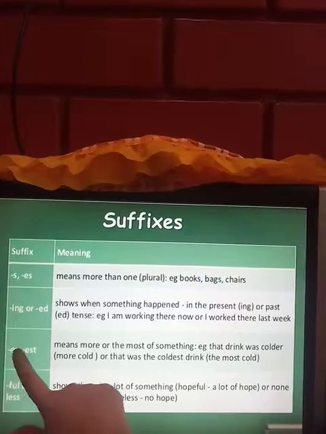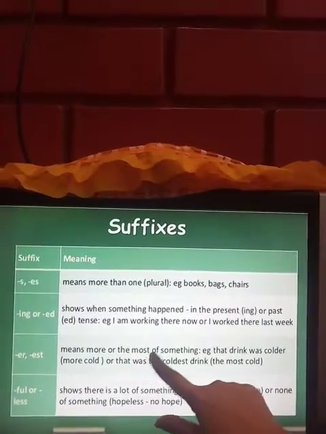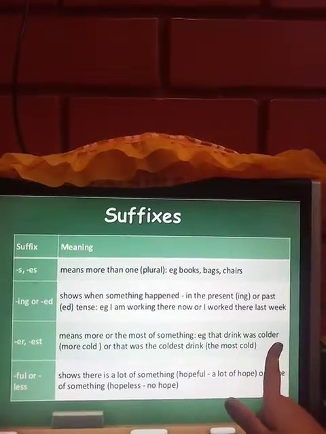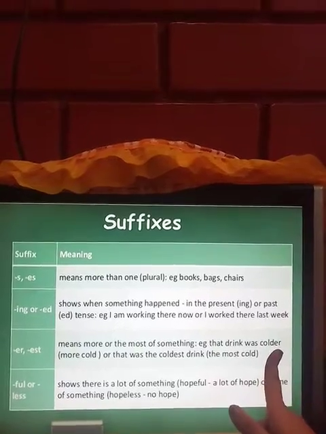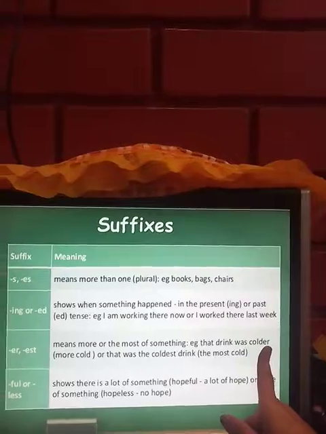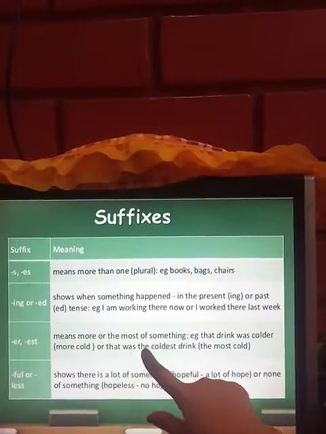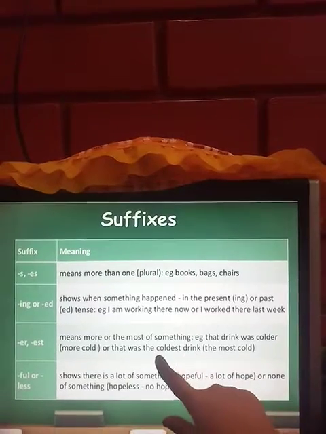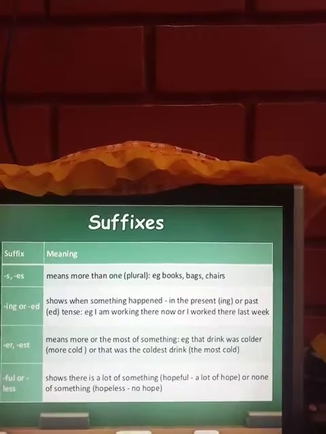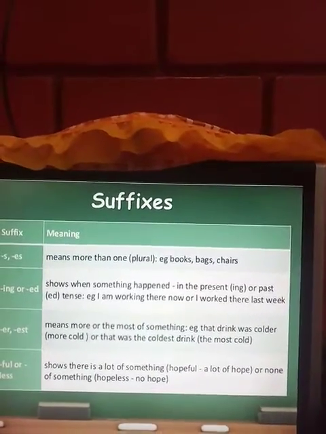Then er or est means more or the most of something. Example, that drink was colder. Cold plus er, colder, meaning more cold. Or that was the coldest drink, coldest. Cold plus est, coldest. So letters are being added to the end. So these are all suffixes.